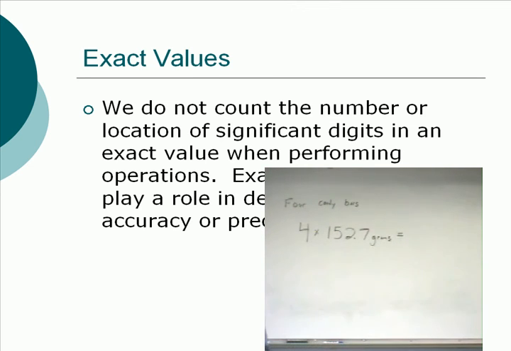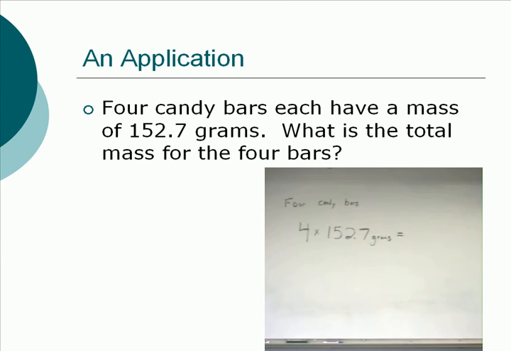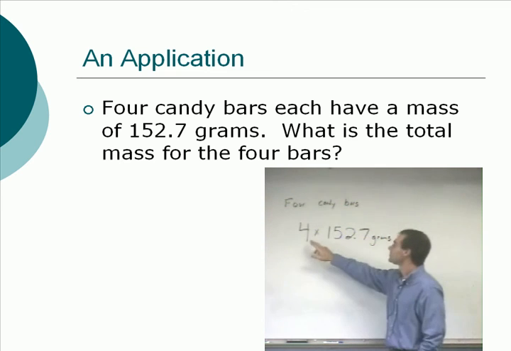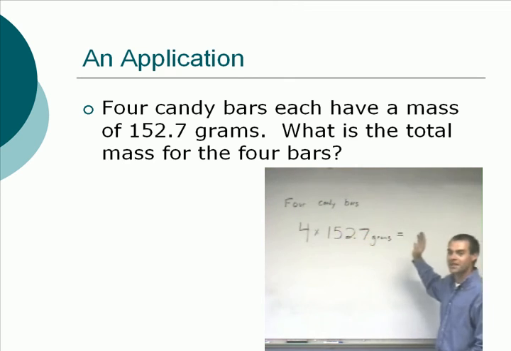Here's a simple example of this. Candy bar. You got a certain candy bar. Let's make it Mars bar. They're the best kind after all. Mars bar. Sweet caramel, almonds, and nougat. 152.7 grams each. Okay, that's how much each candy bar is. We're going to take 4 of them, eat 4 of them. That's lunch. We want to know what the total mass is.